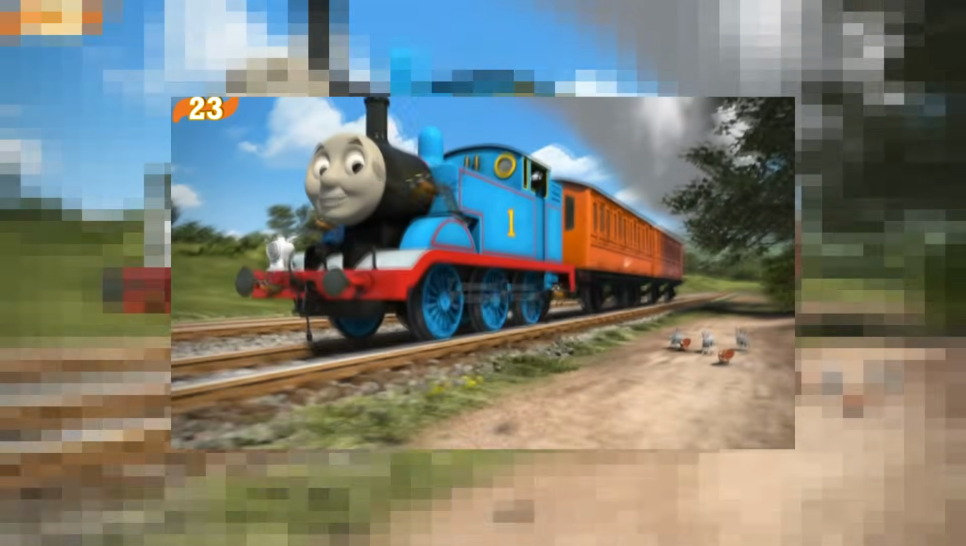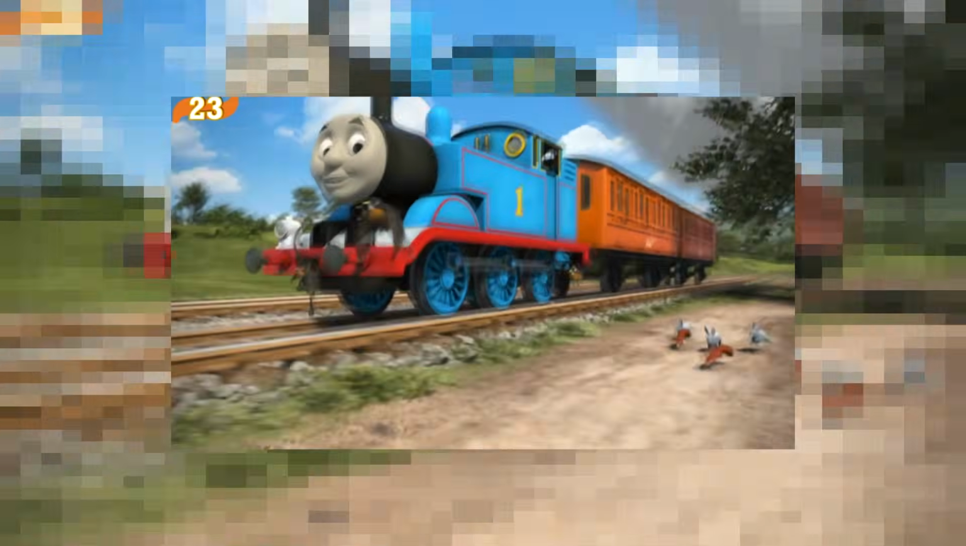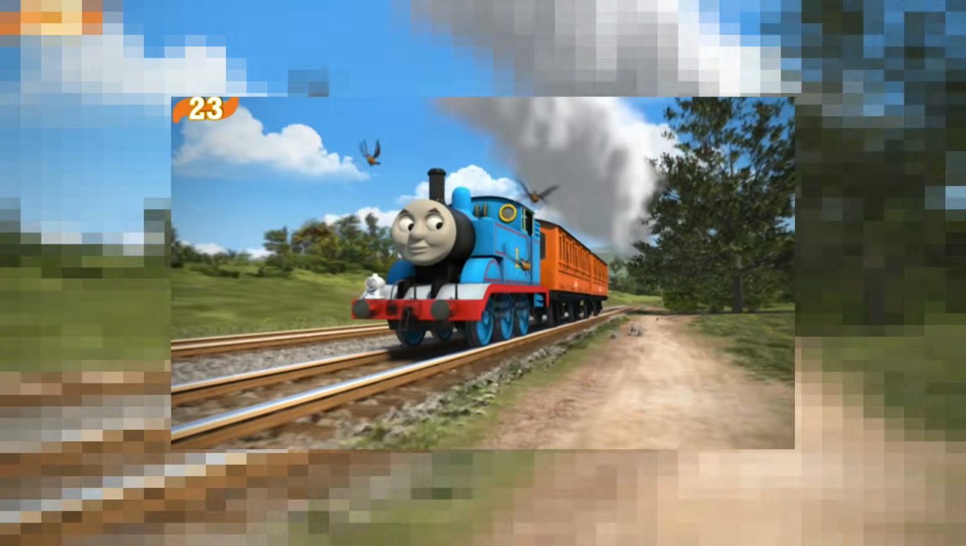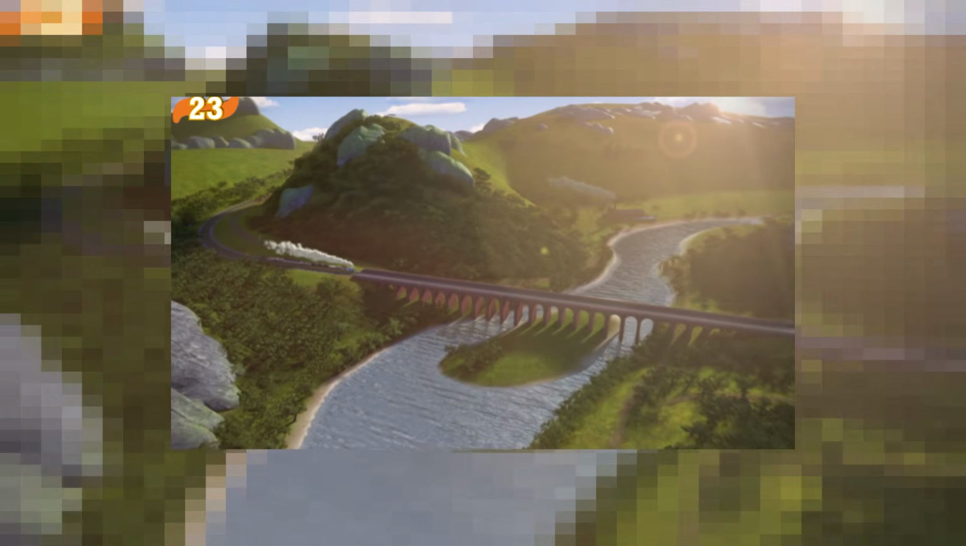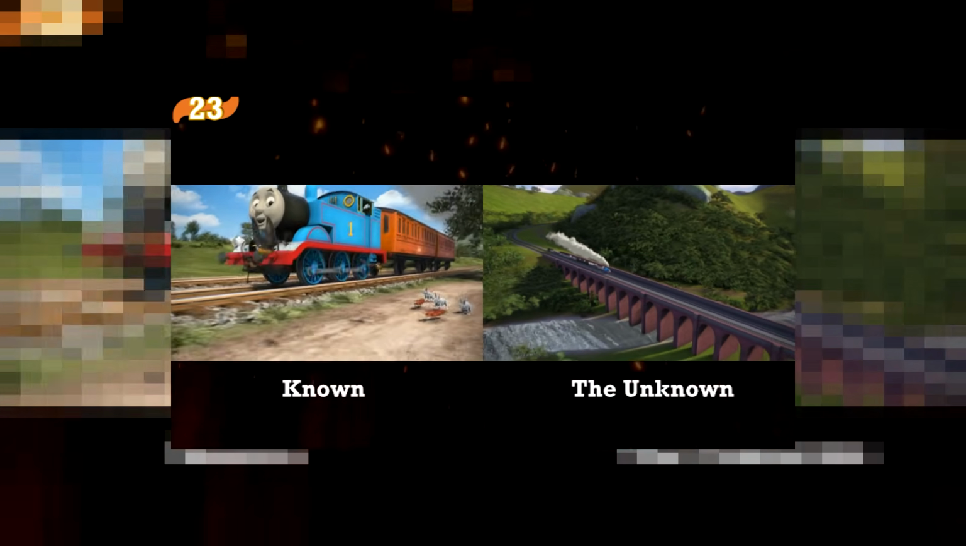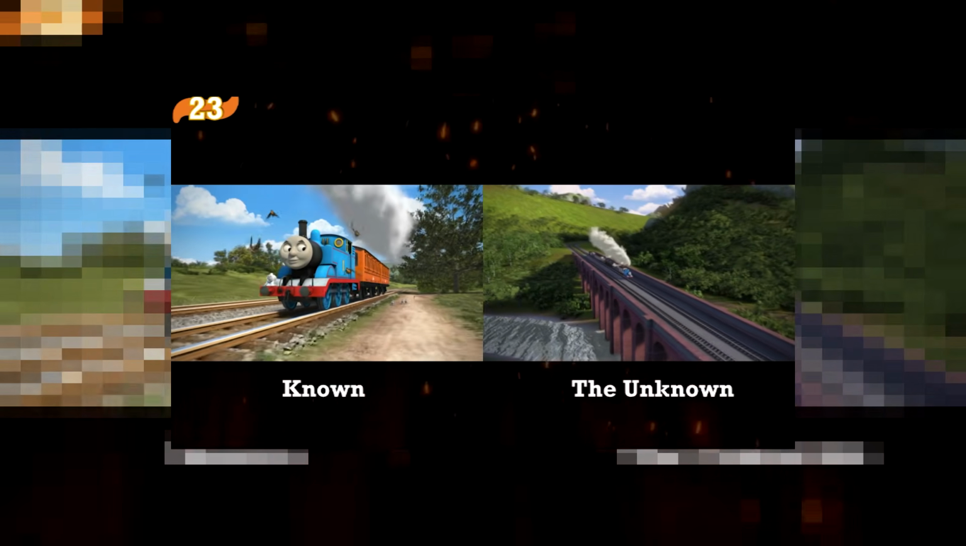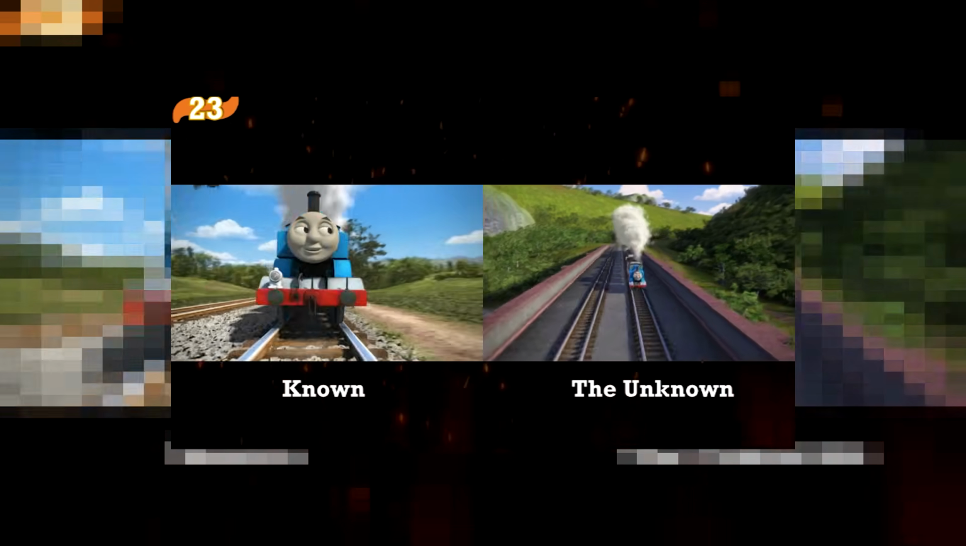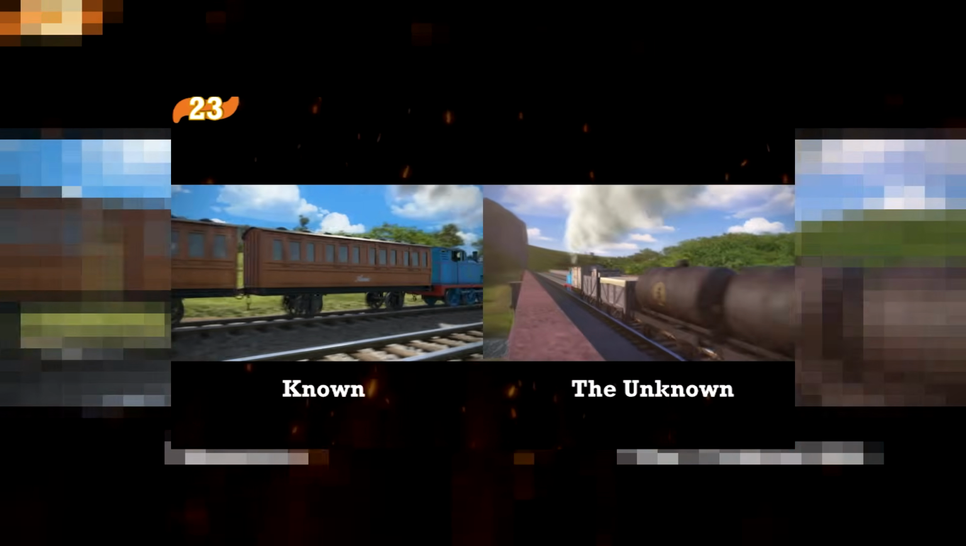The music heard here when we first see Thomas is the same music we hear later in the film when Thomas is passing the viaduct. The first time is when we meet Thomas on his branch line when he's in the known world, whereas the second time we hear it is the first time we see Thomas when he's going into the unknown world.